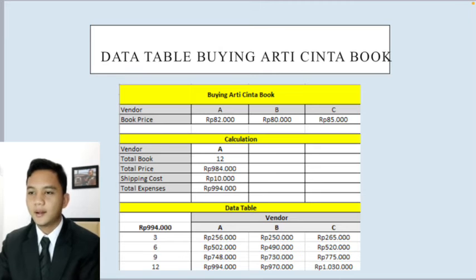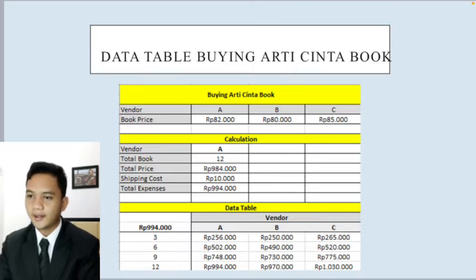And then we have the what-if analysis slide, where we use a data table for buying the Arti Cinta book. In this situation, we want to compare the Arti Cinta book price from different vendors. There are vendors A, B, and C.